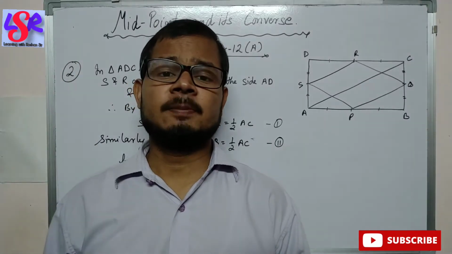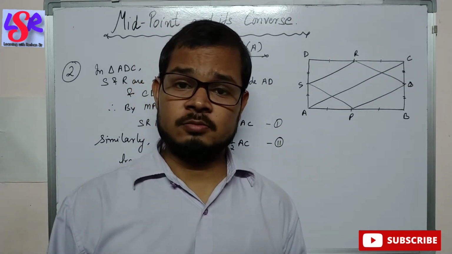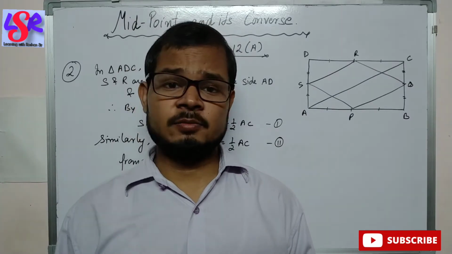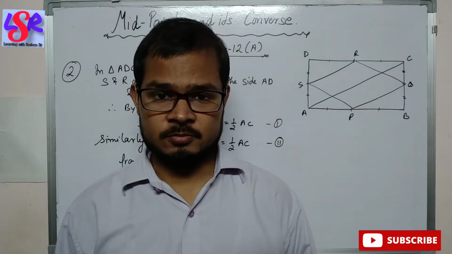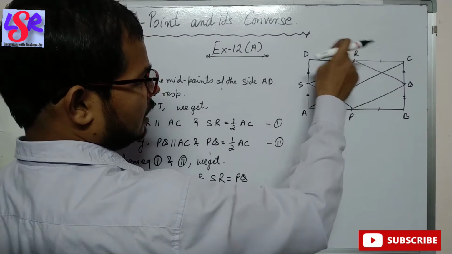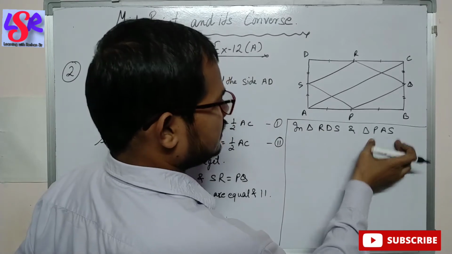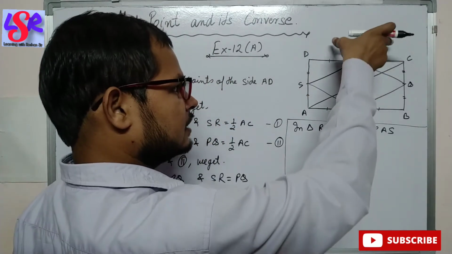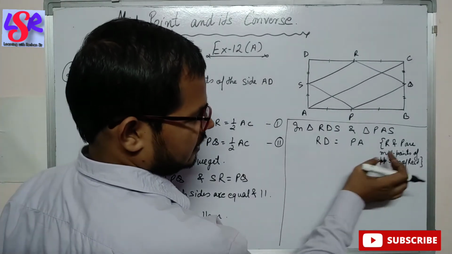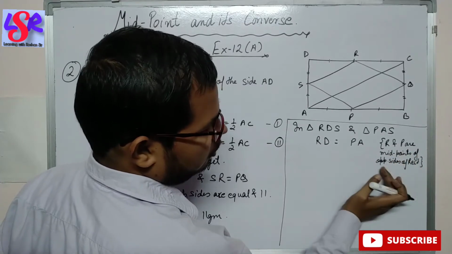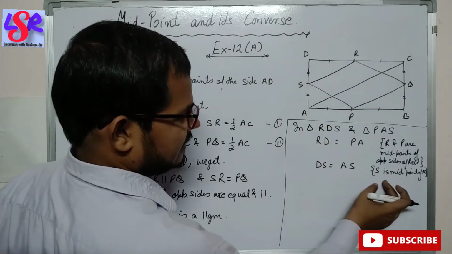Now we know the difference between a parallelogram and a rhombus is that in a parallelogram, only opposite sides are of equal length. In a rhombus, all sides are of equal length. If we are able to prove that adjacent sides of the parallelogram are equal, then it will be declared a rhombus. So we'll prove triangle RDS congruent to triangle PAS. In triangles RDS and PAS, RD equals PA, as R and P are the midpoints of opposite sides of the rectangle. Then DS equals AS, as S is the midpoint of AD.